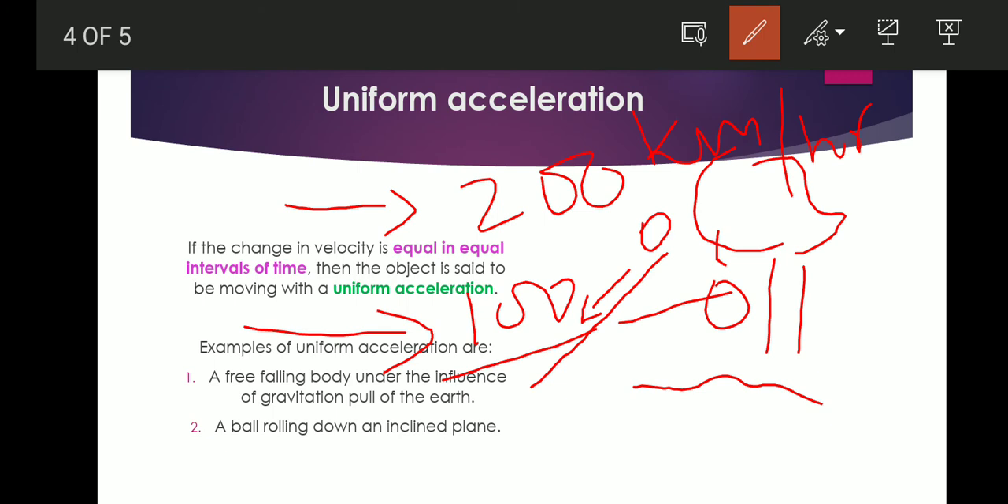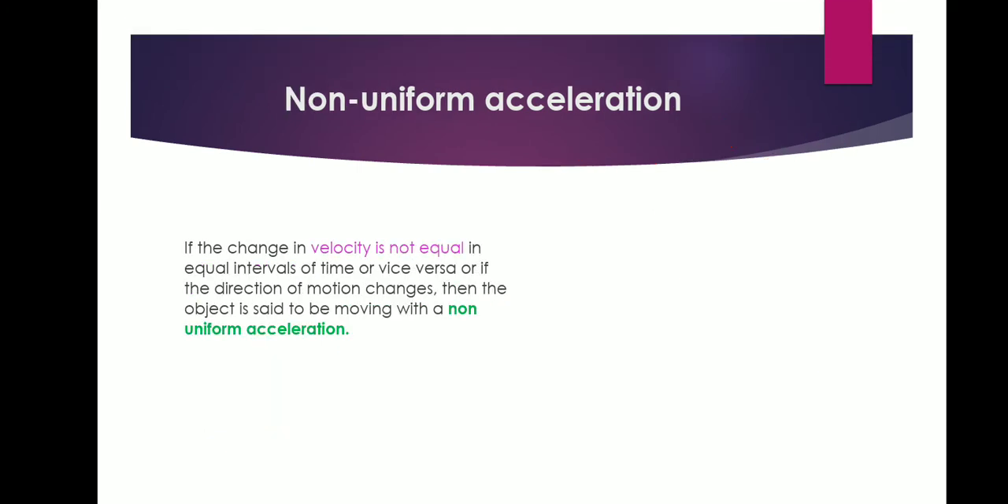Okay, then next we have non-uniform acceleration. In case of non-uniform acceleration, a body should move with a different velocity. Let's read the definition. If the change in velocity is not equal in equal intervals of time, or if the direction of motion keeps on changing, then the object is said to be moving with a non-uniform acceleration.